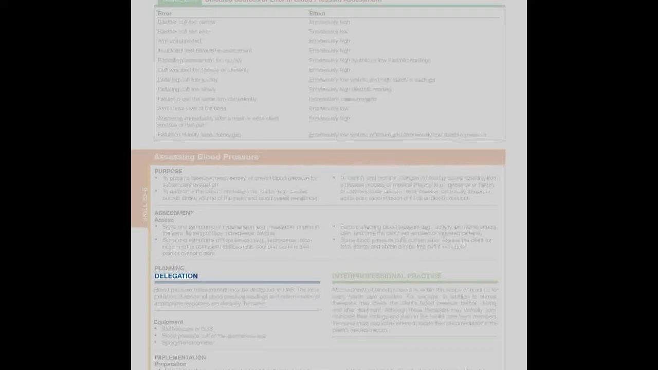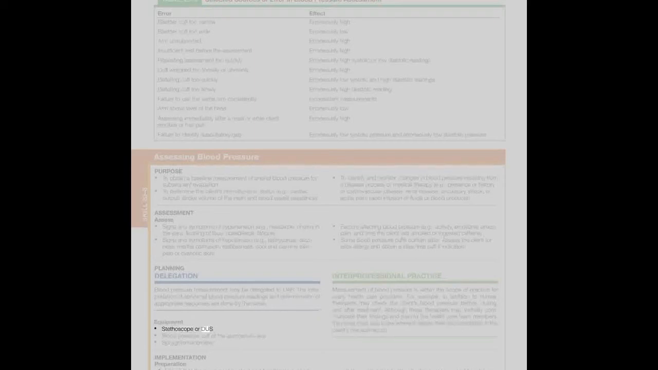Planning, delegation: blood pressure measurement may be delegated to UAP. The interpretation of abnormal blood pressure readings, and determination of appropriate responses are done by the nurse. Interprofessional practice: measurement of blood pressure is within the scope of practice for many healthcare providers. For example, in addition to nurses, therapists may check the client's blood pressure before, during, and after treatment. Although these therapists may verbally communicate their findings and plan to the healthcare team members, the nurse must also know where to locate their documentation in the client's medical record.